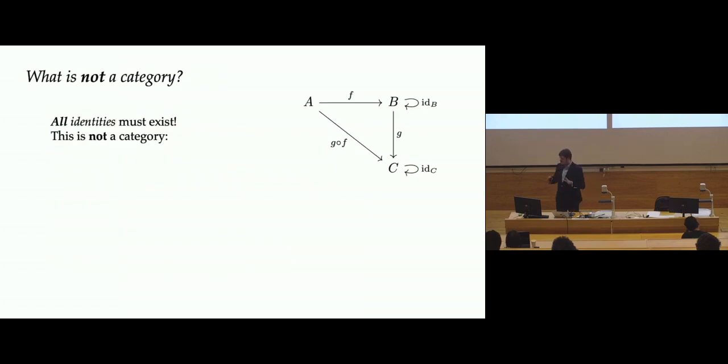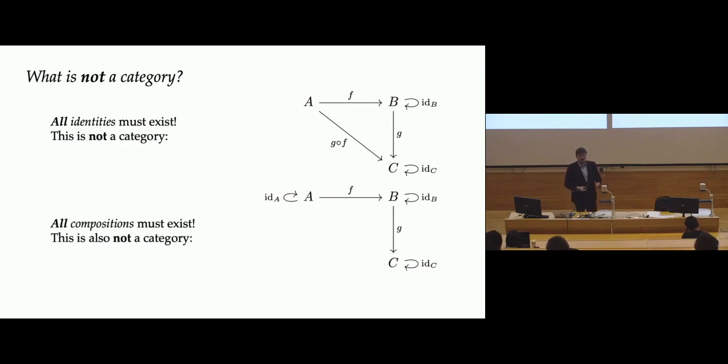Now, just to make sure that we are comfortable with these axioms, I'll give you a few examples of what is not a category. So, all identities must exist. If I do not have ID_A, this is not a category. Similarly, all possible compositions must exist. So you have basically a transitive closure of all of your morphisms. So this is also not a category. If there's no arrow from A to C that composes G and F, this is not a valid category.